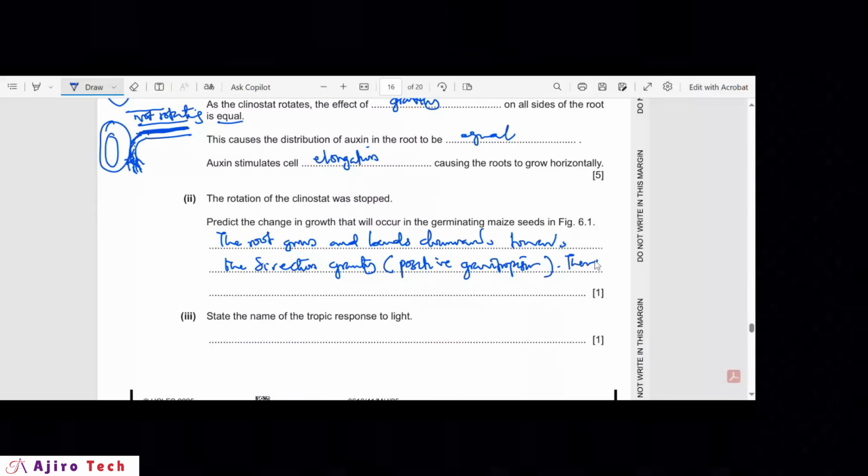That's because there is higher concentration of auxin on the lower side, which inhibits the lower side. Which stimulates the upper side to grow, which stimulates cell elongation.